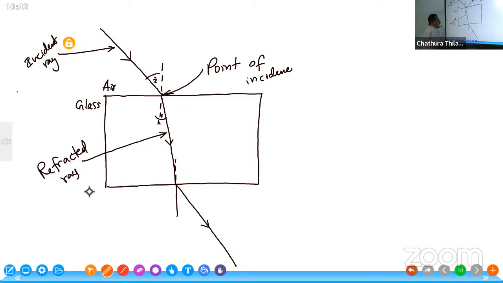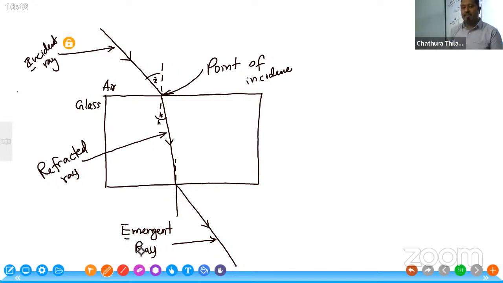The ray which leaves from the glass block is called the emergent ray. The emergent ray is always parallel to the incident ray. When the activity is done in the laboratory, you can do it in both ways, I mean, by using either optical pins or a laser beam.